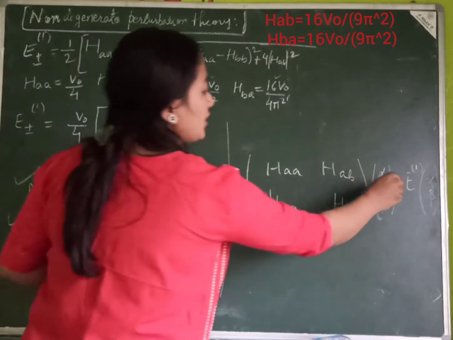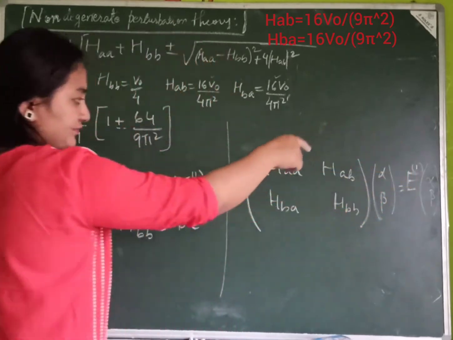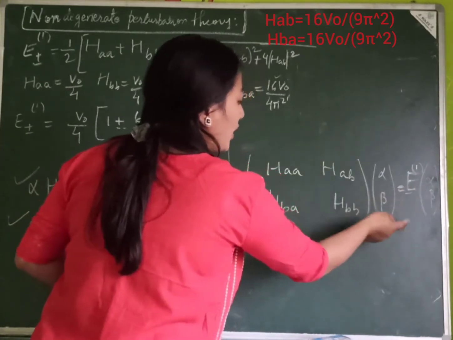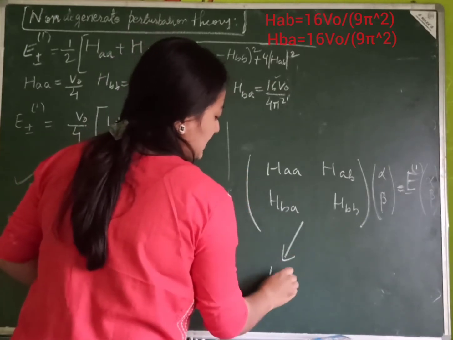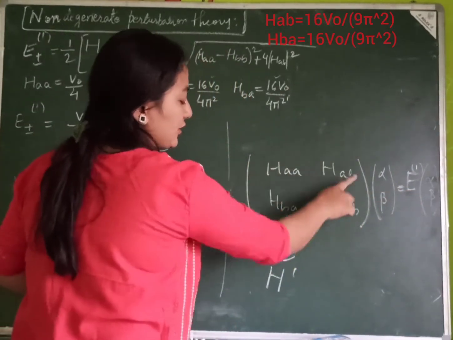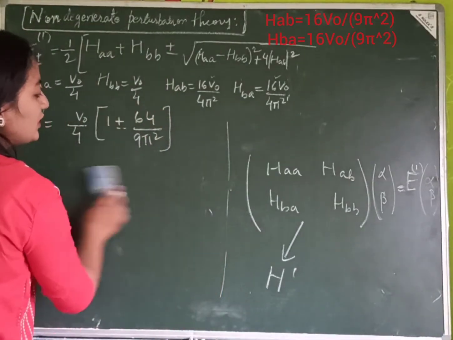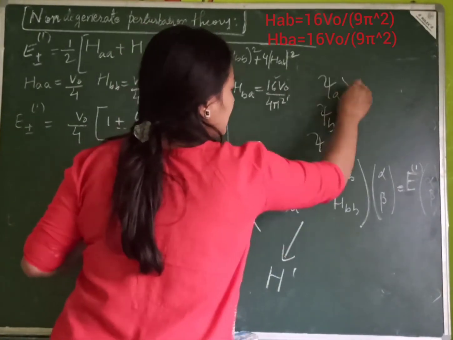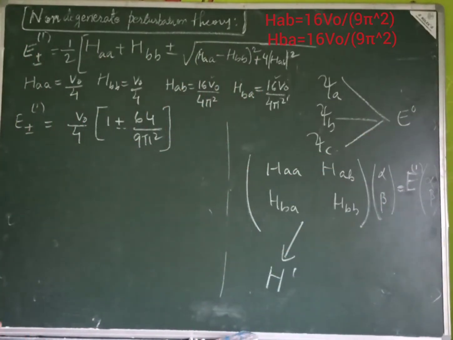Here E1, the first order correction to your energy eigenvalue, is nothing but the eigenvalue of this matrix, which I am calling H prime. If I have threefold degeneracy, meaning three states, psi A, psi B and psi C, all having the same energy E0, how am I going to tackle that?